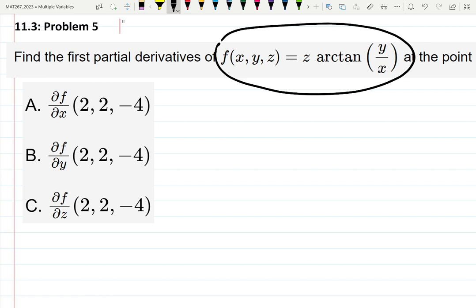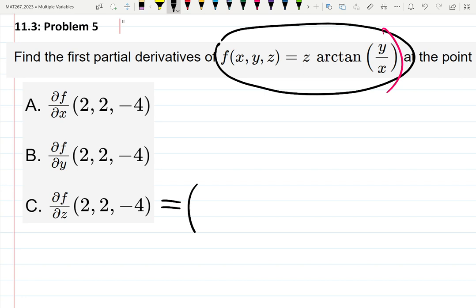Very interesting. Seems like we will have chain rule, but not always. Which derivative is the easiest one? f with respect to what? z. You see? If I'm differentiating with respect to z, all this is arctangent of something that has no z in it, that's a constant. So actually the last one is the easy one. This is the notation for it: the derivative of f with respect to z at 2, 2, minus 4 is, let's first find it.